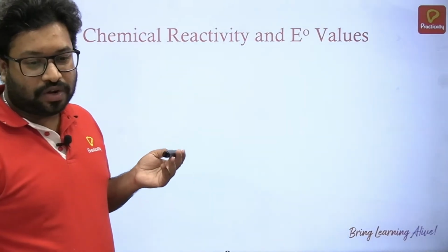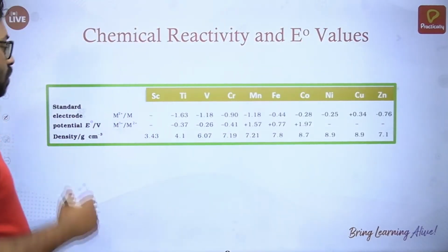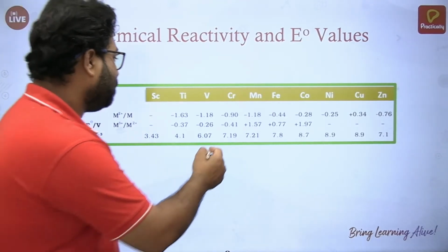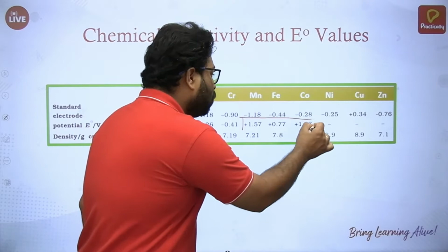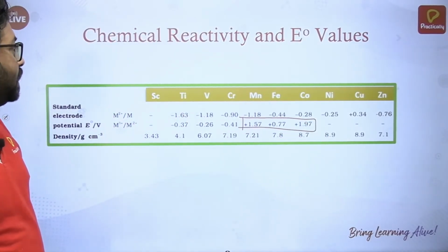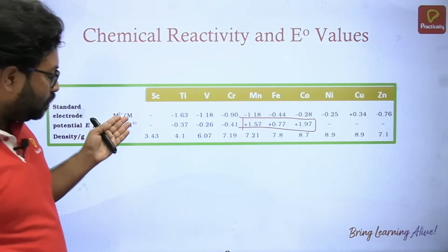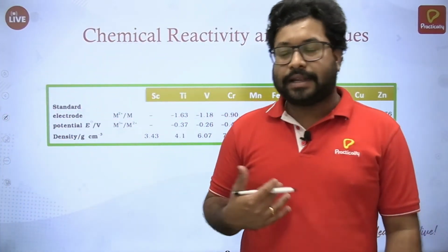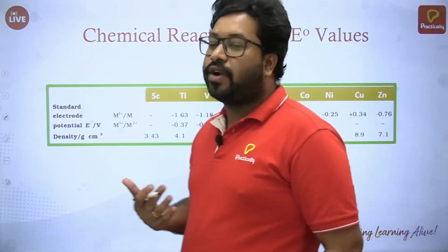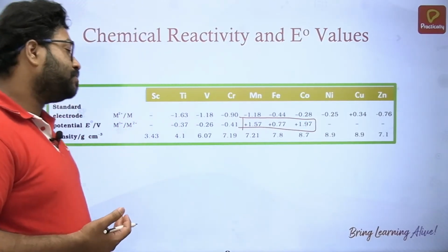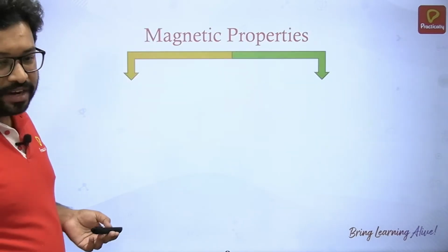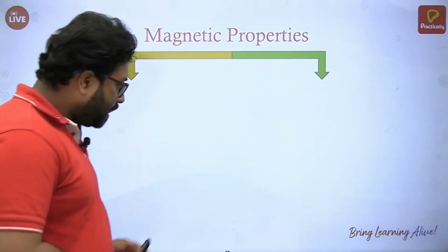Moving ahead. Again, the chemical reactivity, the same chart is coming again and again. This chart, I told you about this chart, right? +3, +2, the oxidation state. Now they are going from +3 to +2, so they are getting reduced. That means they are acting as an oxidizing agent. So manganese, iron, cobalt, they are the strongest oxidizing agents in the 3D series. We have discussed that earlier also. Moving ahead, magnetic properties.